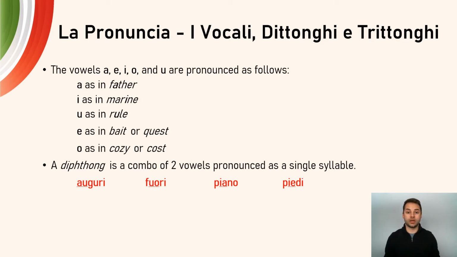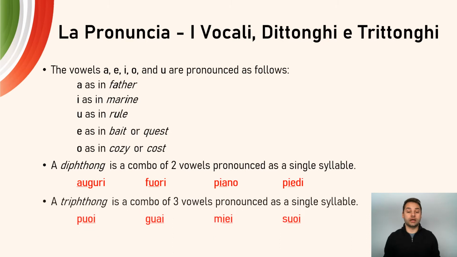Fuori. We've got to get all those vowels in there, the U and the O. Next one. Piano. Give it a try. Again, we have to make sure we have that E and the A. What about the last one? Piedi. Getting that I and that E in there. So those are two vowels right next to each other, and they have to be pronounced as one single syllable.